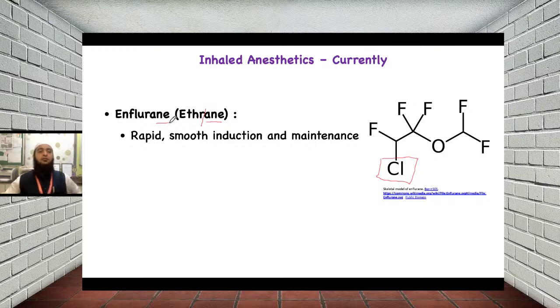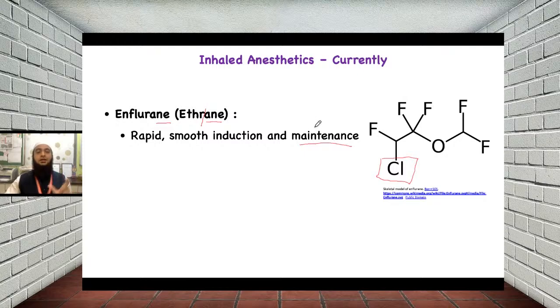Okay, so enflurane, if you see the properties, produces rapid and smooth induction, as well as helping in proper maintenance of the anesthesia. In anesthesia, there are two important things. First, the induction must be rapid in nature; it should quickly produce the anesthesia. And second, the patient must be maintained in the third stage, that is the surgical anesthesia, for as long as you perform the surgery.